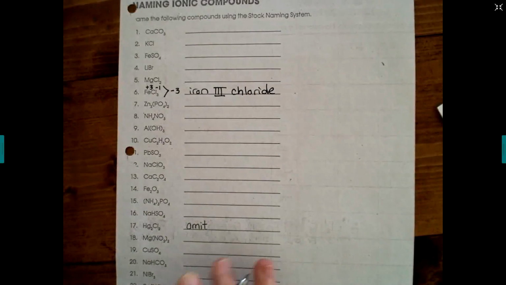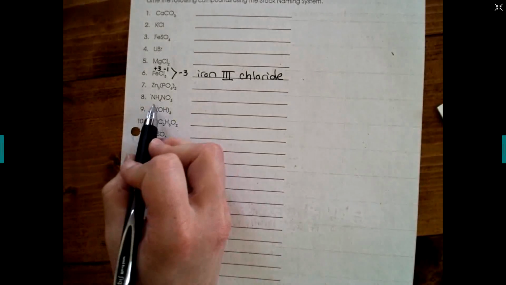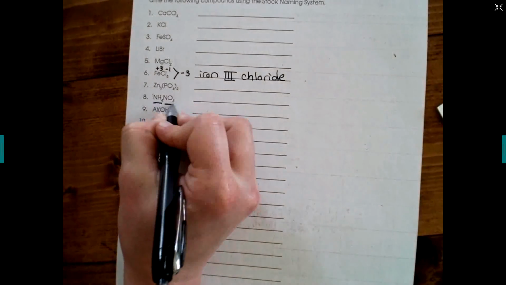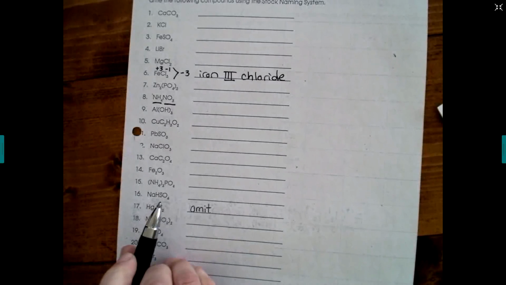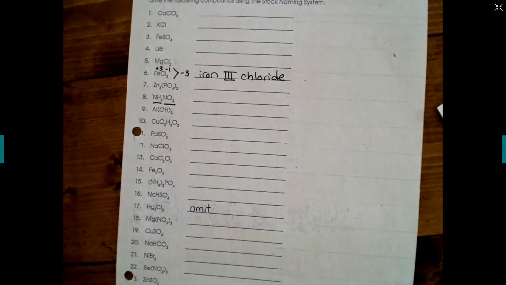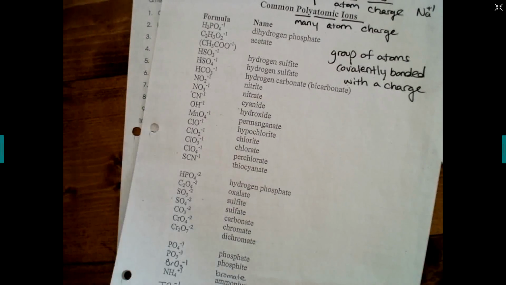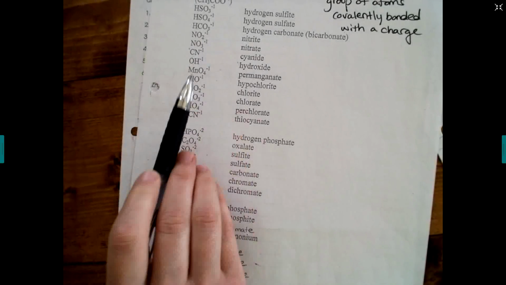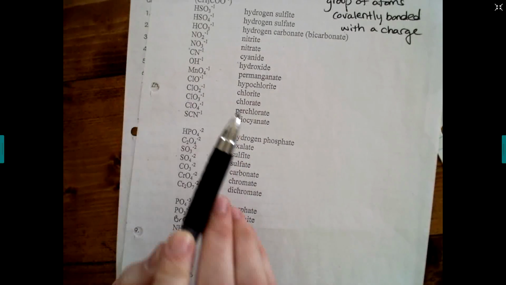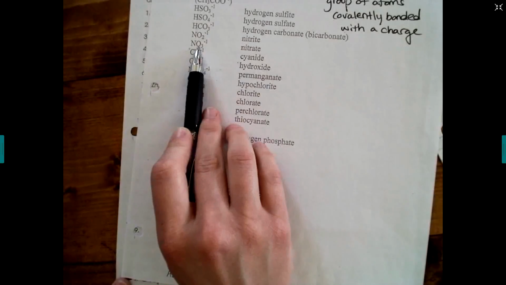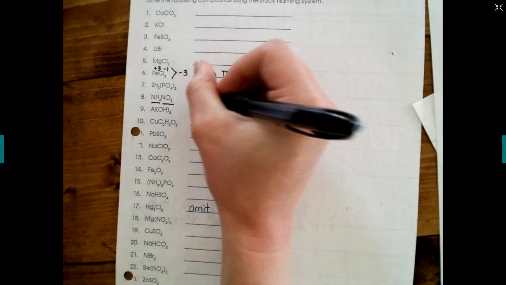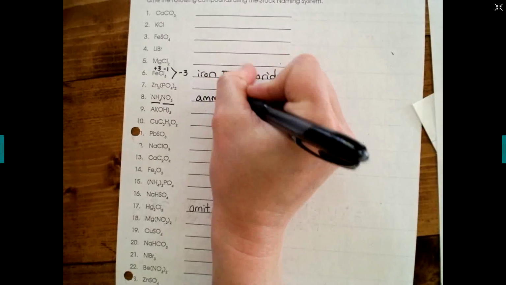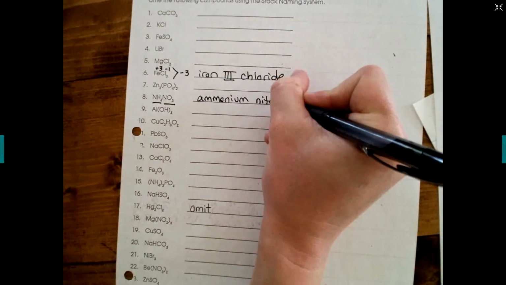All right, now I'm going to skip down to number 8. For number 8, you see that there are 4 nonmetals. That means there are 2 polyatomic ions. So if you look at your sheet, look for NH4, that's that first polyatomic ion. That is ammonium. And then NO3, that's the second polyatomic ion. NO3 is nitrate, right there. So the name of this would be ammonium nitrate. That's all you have to do.